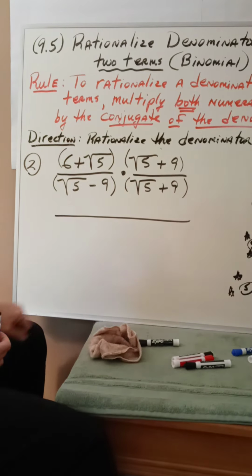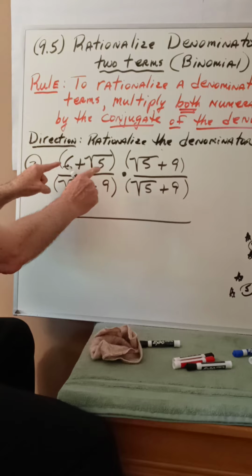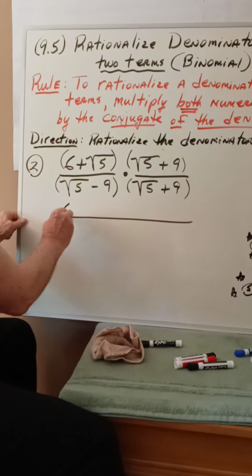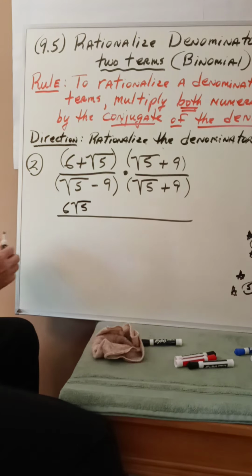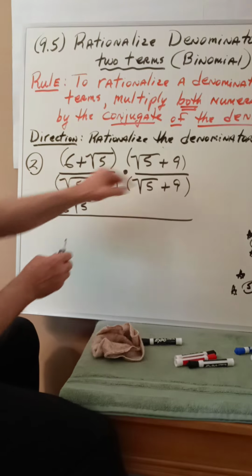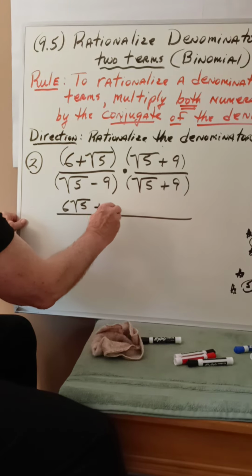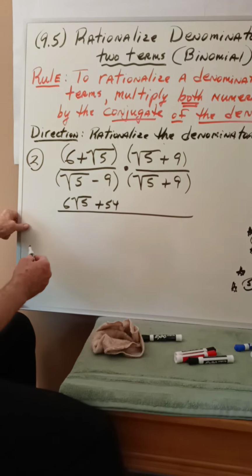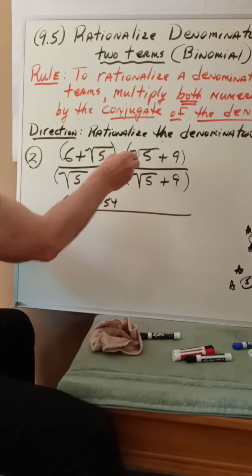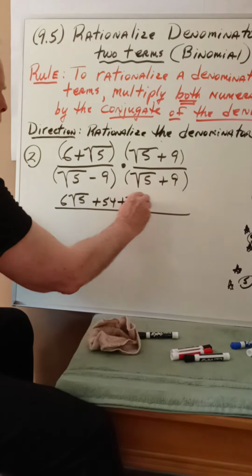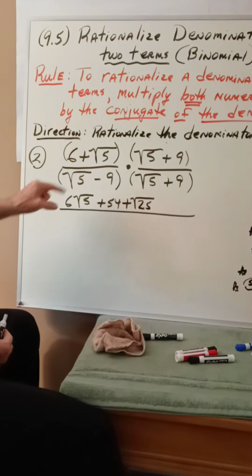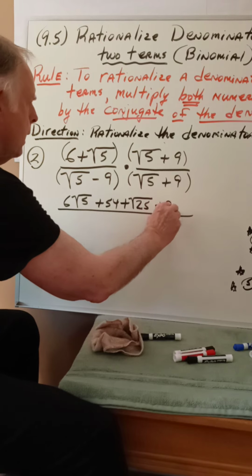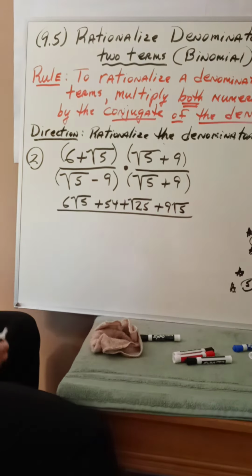Let's go to the top. Let's multiply the first terms because we're multiplying two binomials there. So we'll have 6 root 5. Let's do outer. Positive 6 times positive 9. Let's do inner. Positive 5 times positive 5. In other words, positive root 5 times positive root 5. Positive root 25. And then the last, positive root 5 times 9, plus 9 root 5.